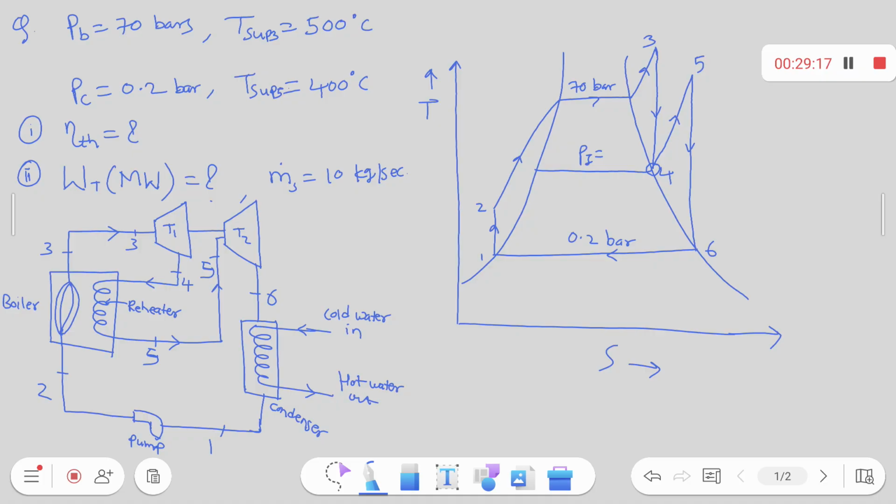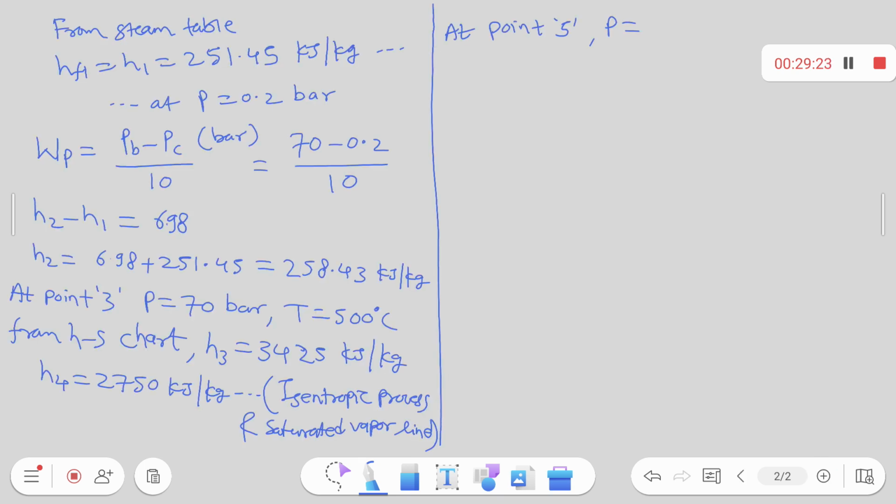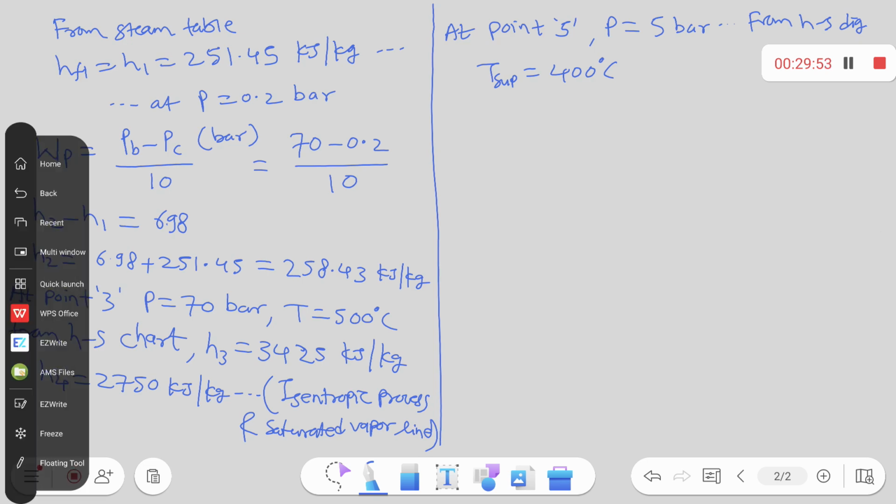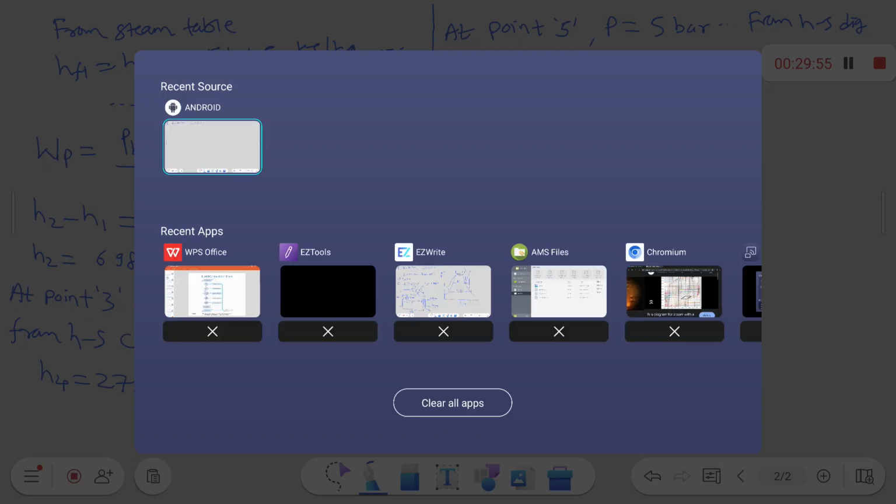So intermediate pressure is how much? 5 bar. From the HS diagram, right? Pressure is 5 bar. Temperature is how much? 400 degrees centigrade, right? So check the value of H5.